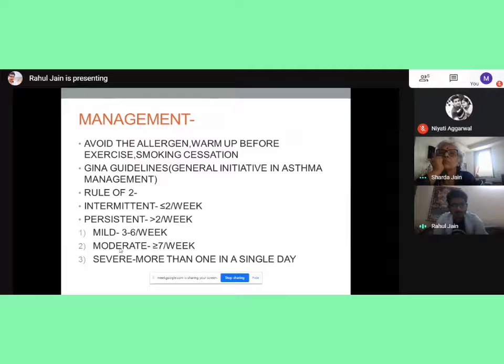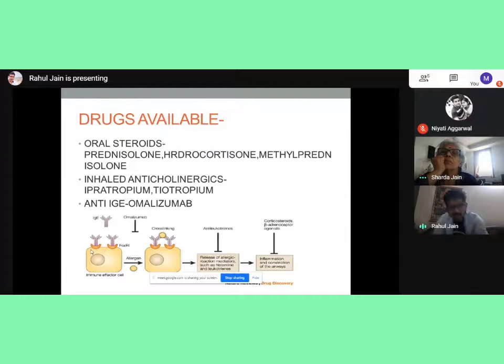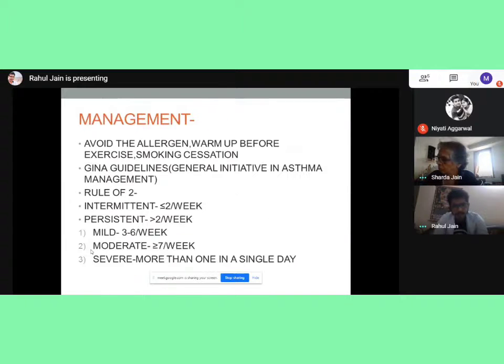So the most effective strategy, other than drugs, is avoiding the allergen. And in the cases where the allergen is not avoided, we then eventually give the treatment, but the most effective is avoiding the allergen, for the simple reason that the whole pathogenesis will stop if there is no allergen.